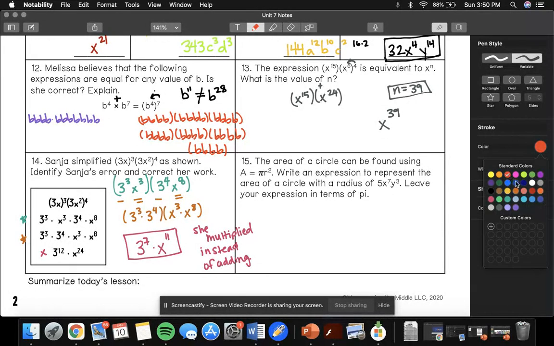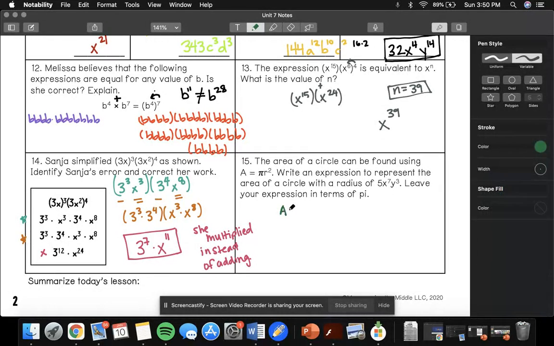Okay. And the final one is the area of a circle can be written using the formula area equals pi r squared. Write an expression to represent the area of a circle that has a radius of 5x to the 7th, y to the 3rd. Leave your expression in terms of pi, which just means we're just going to keep this variable pi as a variable the entire time. We're not going to use it as 3.14.